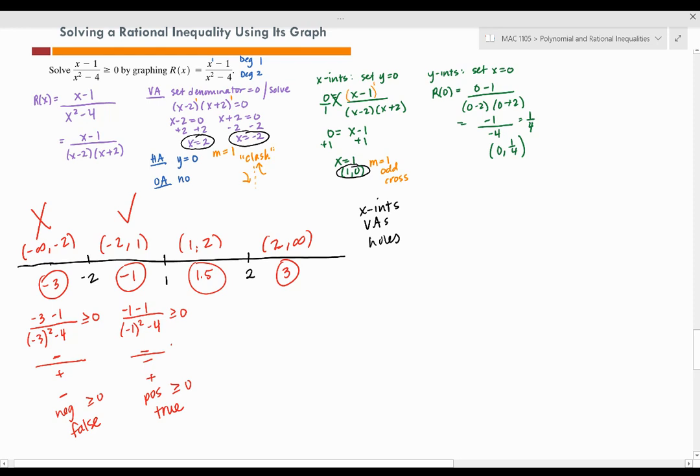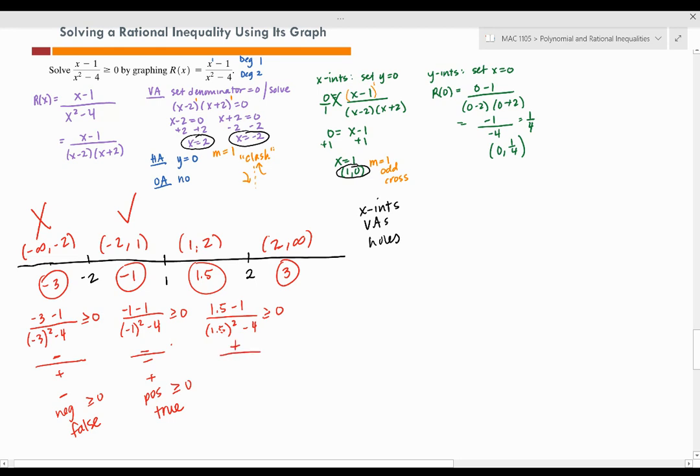Okay. We're going to try the third one. So we have (1.5 minus 1) over (1.5 squared minus 4) is greater than or equal to 0. All right, so 1.5 minus 1, that's going to be a positive number.